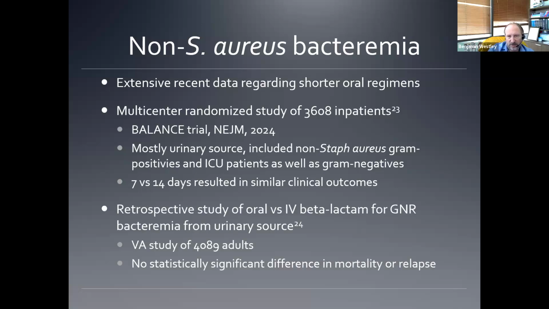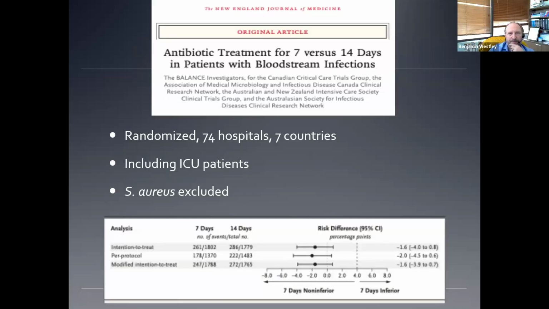The other big study that we've talked about briefly was from the VA of 4,000 patients, and this was whether oral or IV beta-lactams can be used for gram-negative bacteremias from urine source, and they can. They saw no difference in relapse or mortality using oral versus IV beta-lactams, and they typically treated 7 days. They were short courses, 7 to 10 days. So that's really becoming the standard for non-Staph aureus bacteremia.